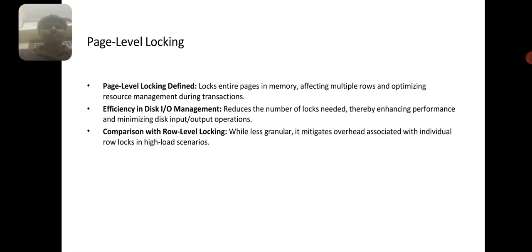Next one is page level locking. Page level locking is defined as locking entire pages in memory, affecting multiple rows and optimizing resource management during transactions. Next is efficient disk input and output management: it reduces the number of locks needed, enhancing performance and minimizing disk input and output operations. Next is comparison with row level locking, where the coarser granularity mitigates the overhead associated with individual row locks in high load scenarios.